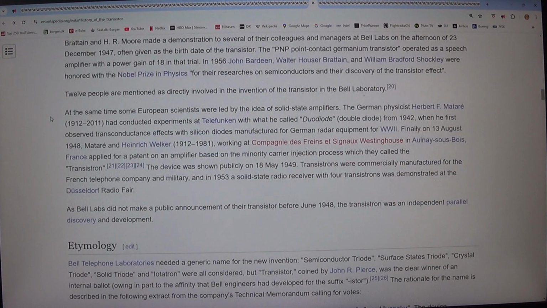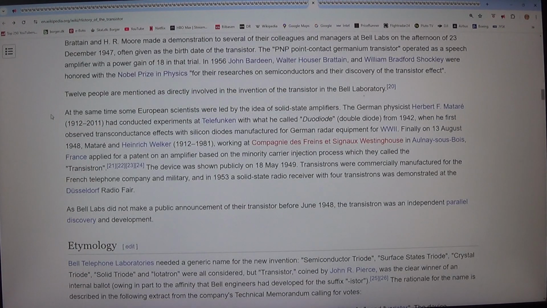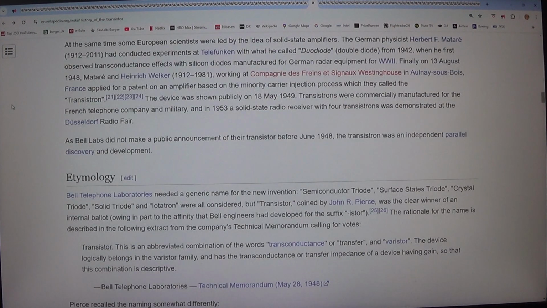12 people are mentioned as directly involved in the invention of the transistor at Bell Laboratories. At the same time, some European scientists were led by the idea of solid-state amplifiers. The German physicist Herbert F. Mataré, 1912-2011, had conducted experiments at Telefunken with what he called a duodiode, double diode, from 1942, when he first observed transconductance effects with silicon diodes manufactured for German radar equipment for World War II.